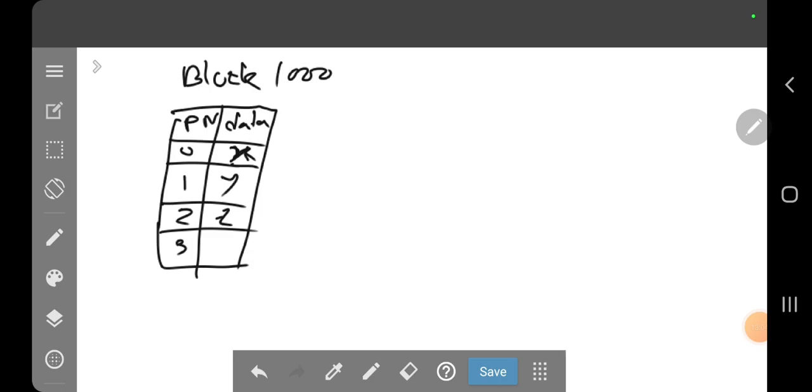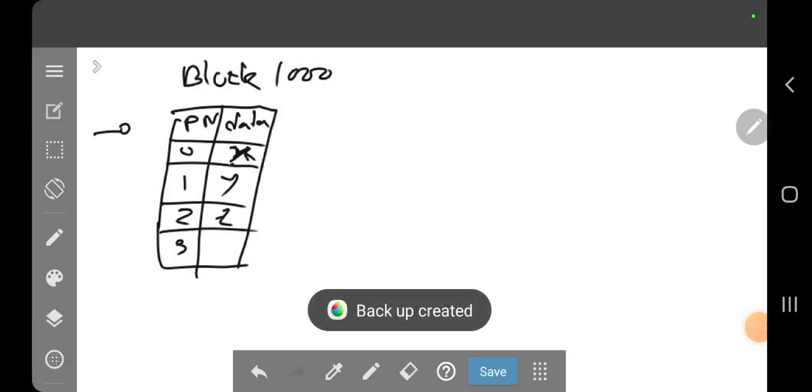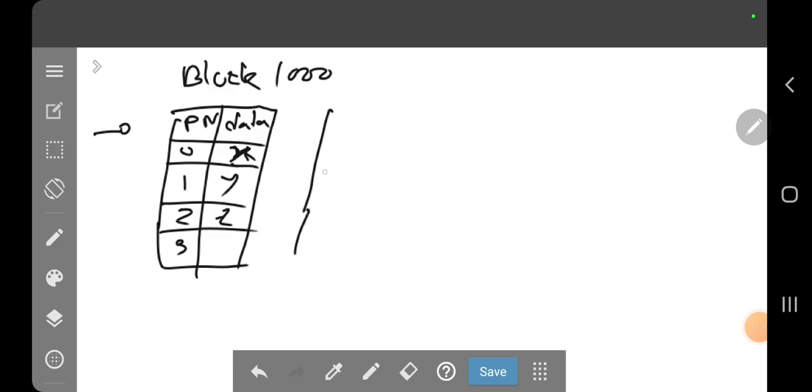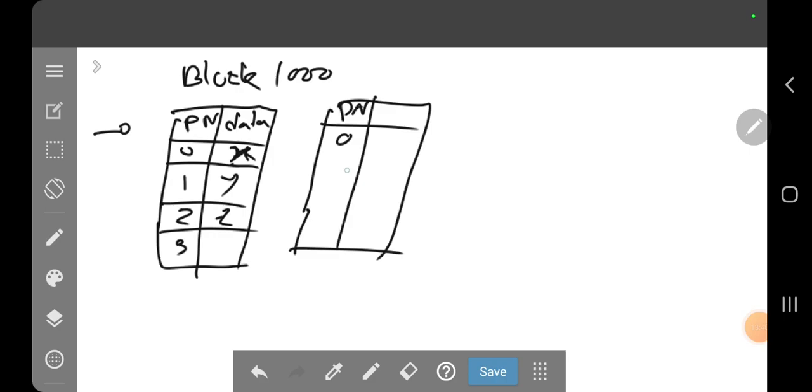What do I need to do then? We can't write directly in here because this has already been written. To update the value of x, we need another blank page. So let's create another block, the same one, with page numbers 0, 1, 2, 3. x is here, y is here, and z is here. Now I want to update x, so it will look for a blank page. This is another page which is blank, so I can store the value here. So this is x prime.